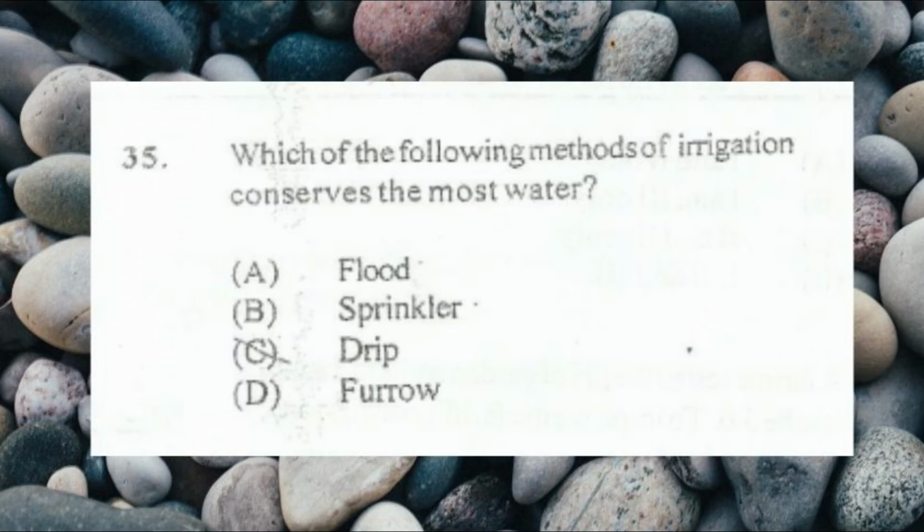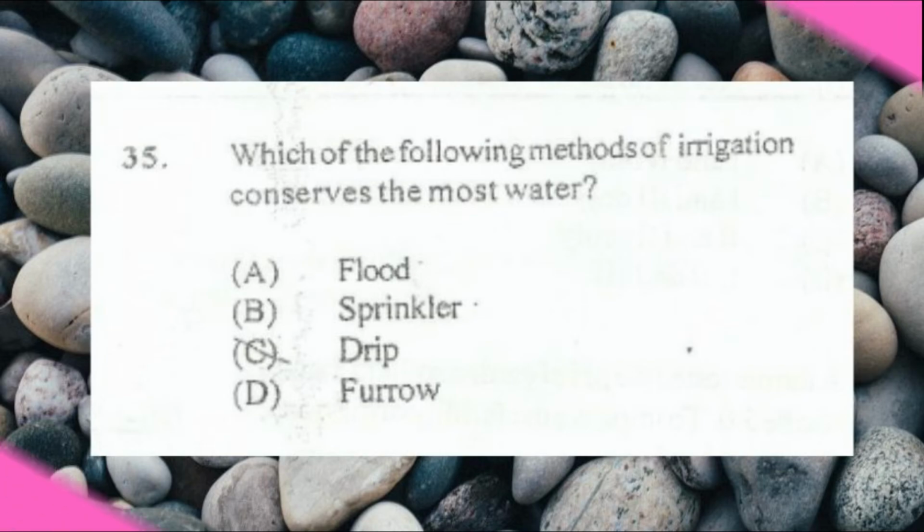Question 35. Which of the following methods of irrigation conserves the most water? A. Flood, B. Sprinkler, C. Drip, D. Furrow. The answer is C. Drip. The drip irrigation system applies water directly at the roots of crops.